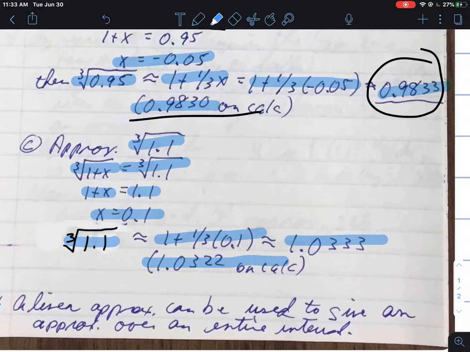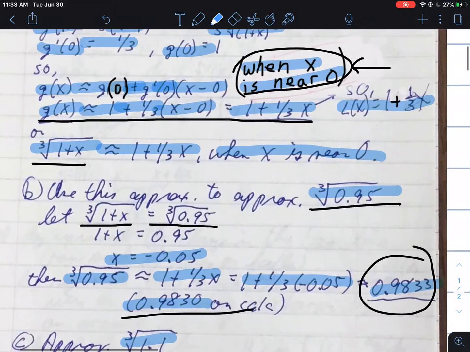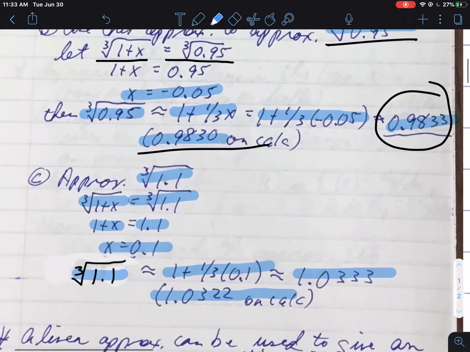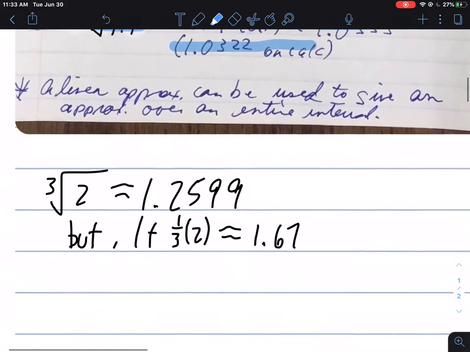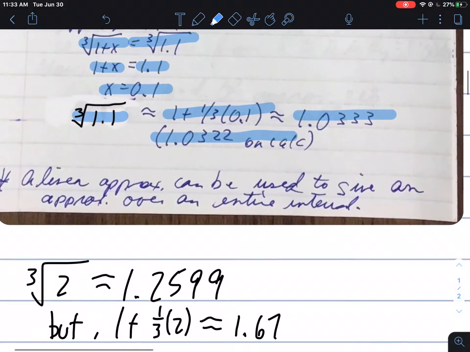Now, just to show you what we mean when we keep saying as long as x is close to 0, because we found the equation of the tangent line at the point where a equals 0, we need our x value to be relatively close to 0 in order to use this approximation. So what if I choose something a little bit further away? How about we do the same thing with the cube root of 2? If you type cube root of 2 into your calculator, you're going to get approximately 1.2599.